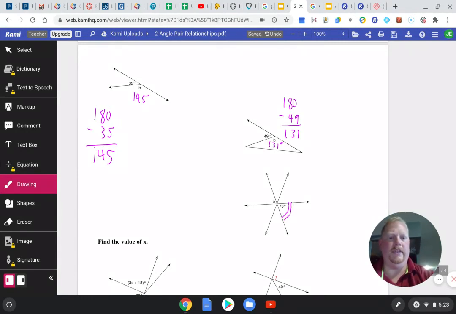Once you get the hang of this, this should go fairly quickly. Here I've got 2 vertical angles. So if this is 73 degrees, that means this has to be 73 degrees. Piece of cake.